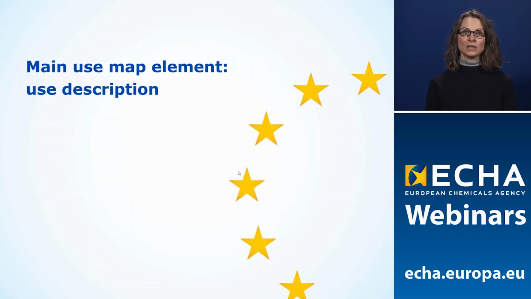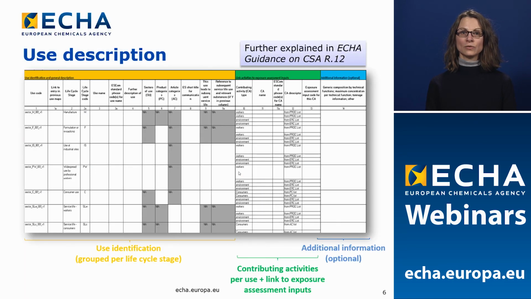The first one is the use description template. This template consists of different parts. On the screens, you can see a yellow part. It's an identification of the typical uses in one sector, and the uses can also be included in different life cycle stage. For example, in one sector, we have uses that correspond to the manufacturing stage, the formulation stage, and the consumer stage.